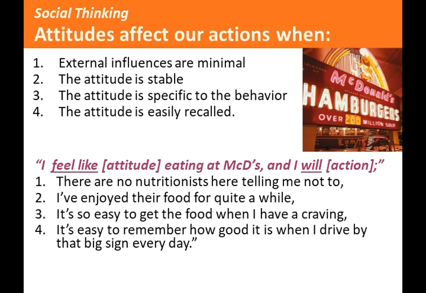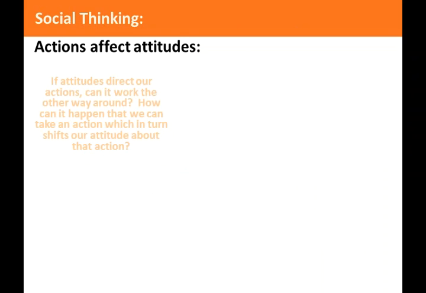Therefore, this is when attitudes will affect our actions or our behavior. When we have little or minimal external influences, the attitude is stable, the attitude is specific to a behavior, and the attitude is easily recalled. But the other things can happen too. Actions can affect attitudes. If attitudes direct our actions, can it work the other way round? How can it happen that we can take an action which in turn shifts our attitudes about that action?